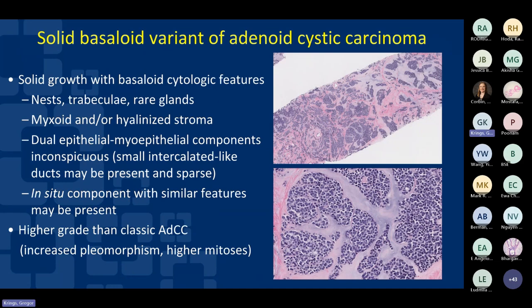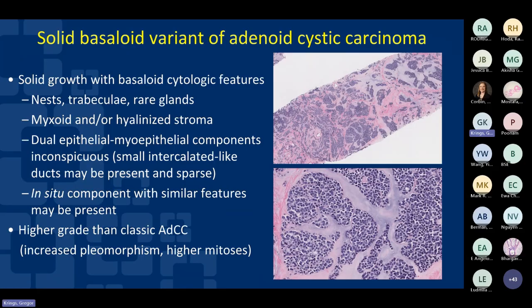Now, that's classic adenoid cystic carcinoma, which should be distinguished from a less common variant, solid basaloid variant, because these tumors are known to be more aggressive. Solid basaloid adenoid cystic carcinoma is characterized by solid nests, trabeculae, and even rare glands of tumor cells with basaloid features, meaning they have increased N:C ratios, typically more nuclear pleomorphism. Mitotic activity can also be increased in these tumors. And they're typically set in this very characteristic myxoid or hyalinized stroma, which is often a very helpful histologic clue.